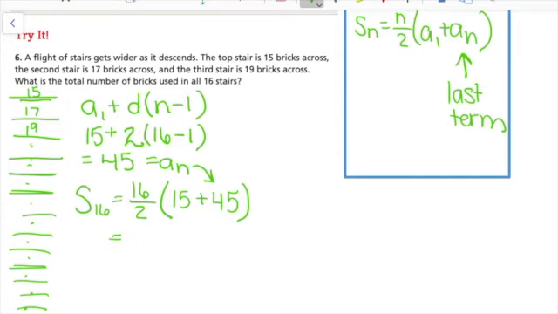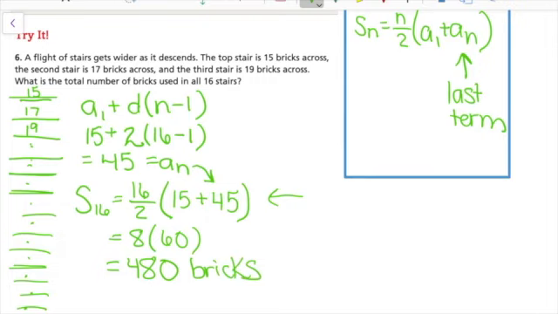If you love practicing your order of operations, have at it. If you would rather just type that row in your calculator, you should get the same answer of 480 bricks were used altogether to make this flight of stairs. If you were one of those that added all the numbers on the side here, did you get 480 bricks?